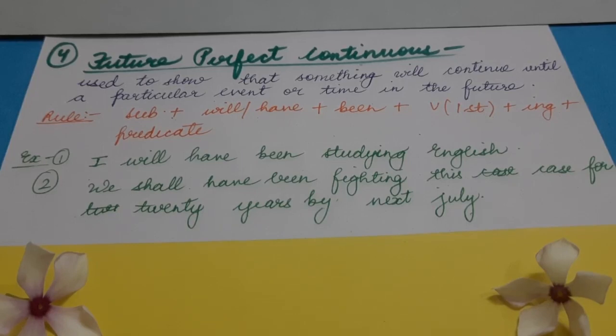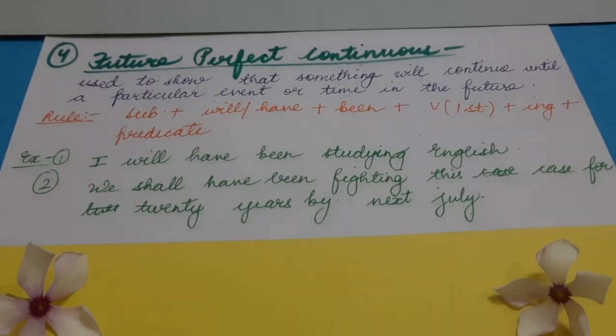Plus predicate. Actually, in the rule I've made a mistake in writing. Have and been are compulsory to write, but there is an option between will or shall. As you can see in example 2, I've written shall, and in example 1, I've written will. So the rule will be subject plus will, or you can use shall, plus have plus been plus verb first form plus ing plus predicate.